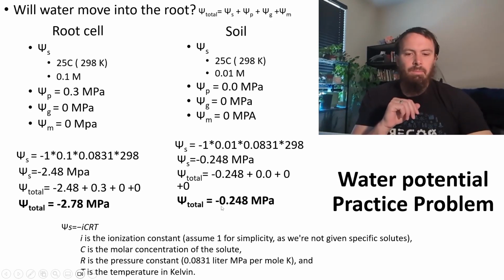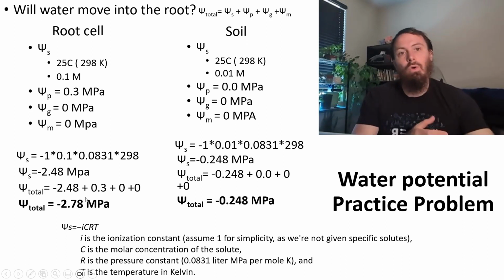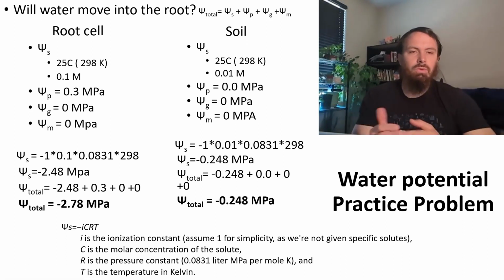Now, negative 0.248 is bigger than negative 0.278. So water here will move from the soil into the root cell, which is what the plant wants. Water is going to move from the soil into the root.